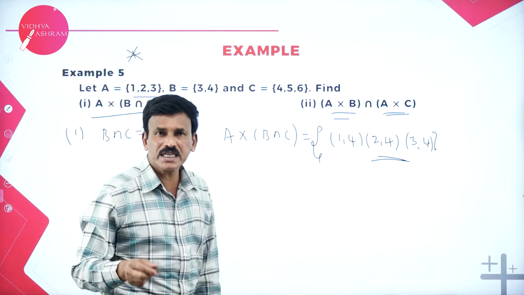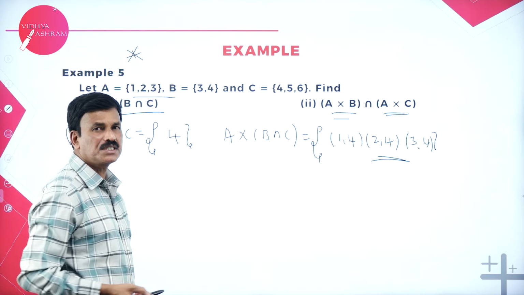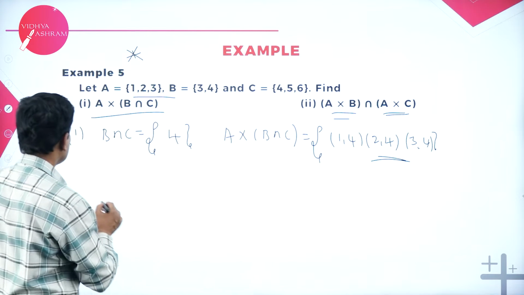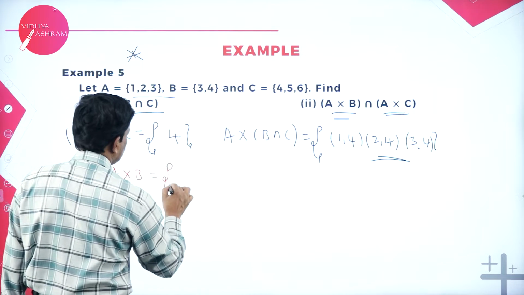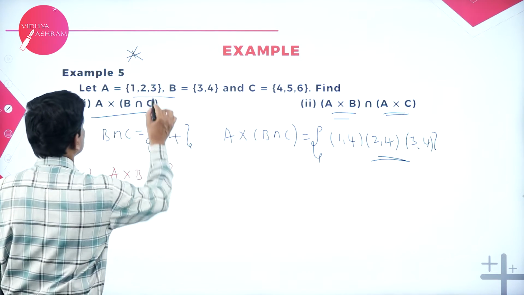Now, we will go for the second part. What is the second part? A cross B intersection A cross C. First, find out A cross B, the Cartesian product of A and B, these two.